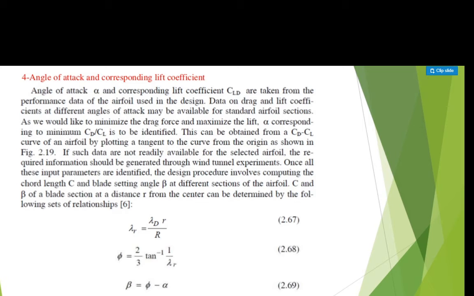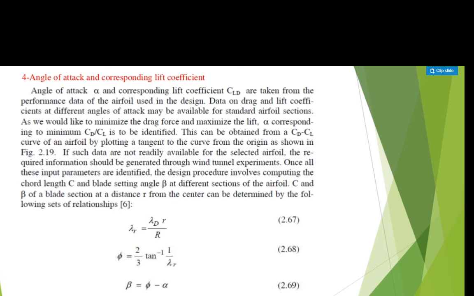The required information should be generated through wind tunnel experiment. Once all these input parameters are identified, the design procedure involves computing the chord length C and blade setting angle beta at different sections of the airfoil. C and beta of a blade section at a distance r from the center can be determined by the following relationships.